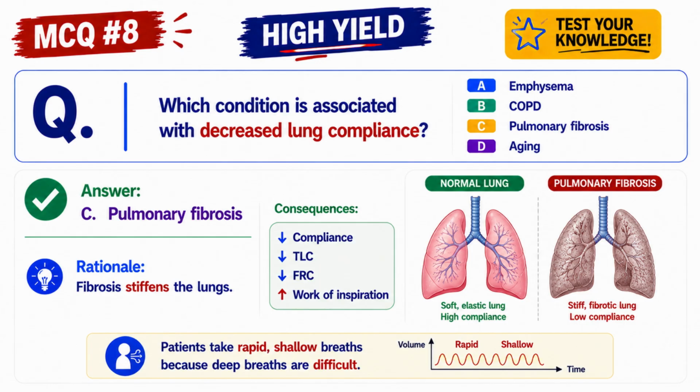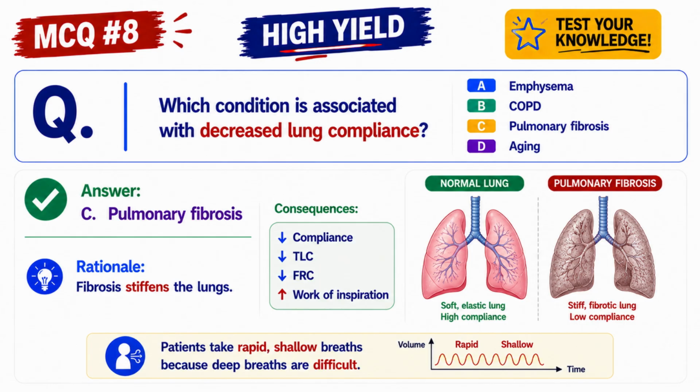Patients adapt by breathing rapidly and shallowly, short, rapid breaths that minimize the work against stiff lungs. This rapid, shallow breathing pattern is the clinical signature of decreased compliance, restrictive physiology. The spirometric pattern: FVC decreased, TLC decreased, FEV1/FVC ratio normal or elevated. Because even though the lungs are small, airflow is unobstructed. What air there is exits quickly.